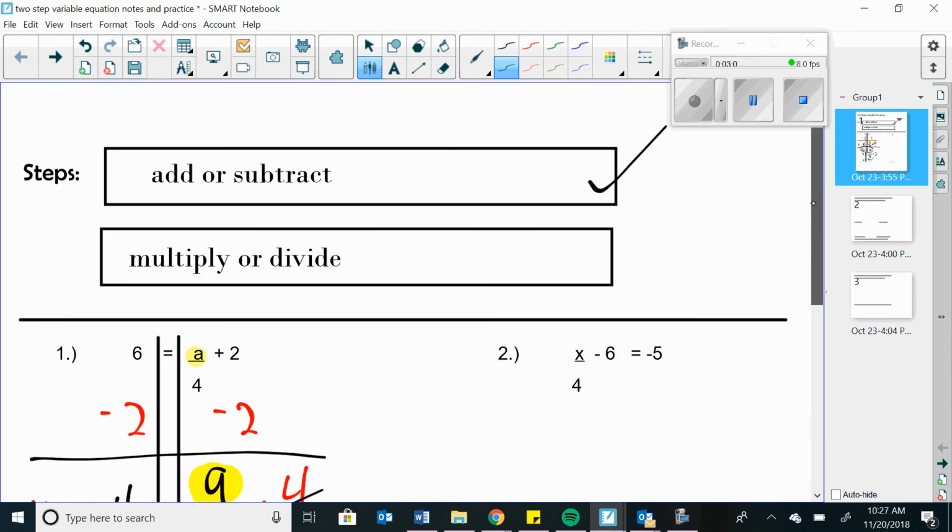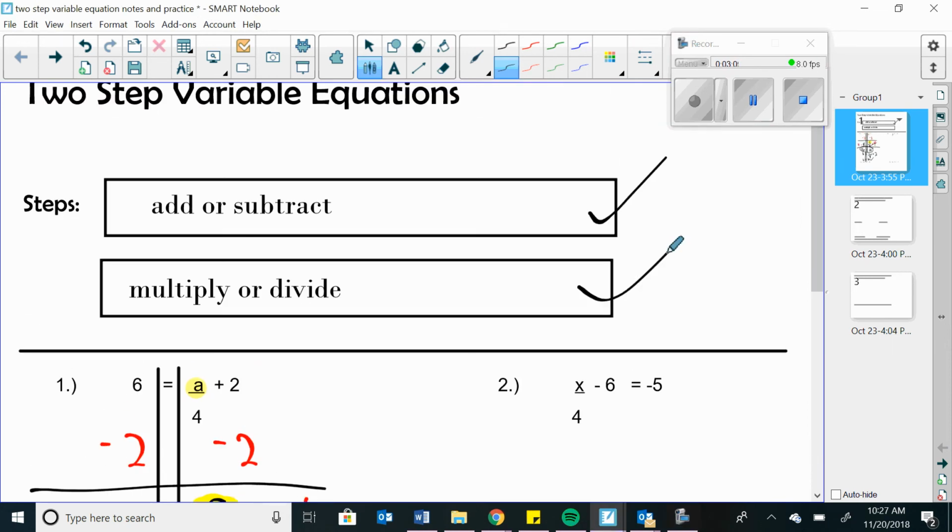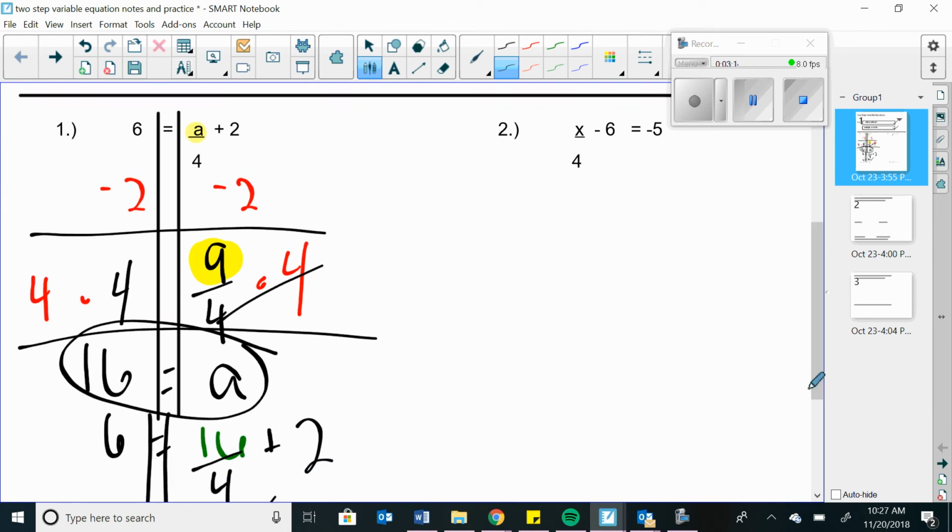Look at my steps: I added or subtracted, in this case I subtracted. And then I multiplied or divided, in this case I multiplied. And I got my answer. So we're going to do that again with some negatives.